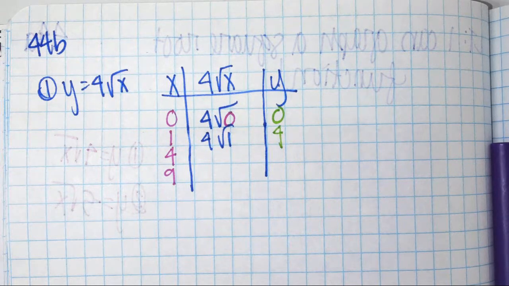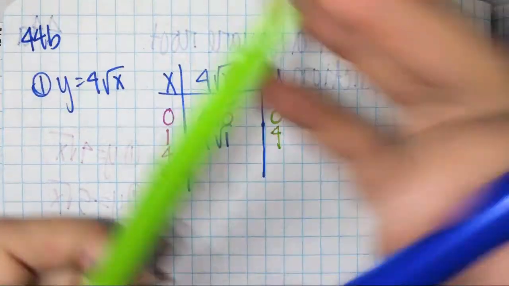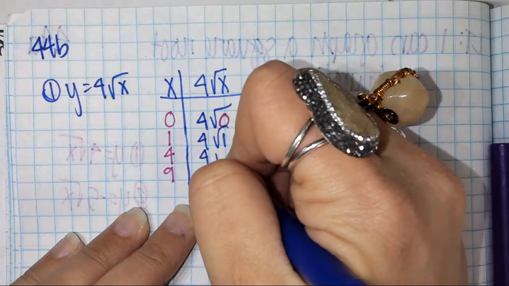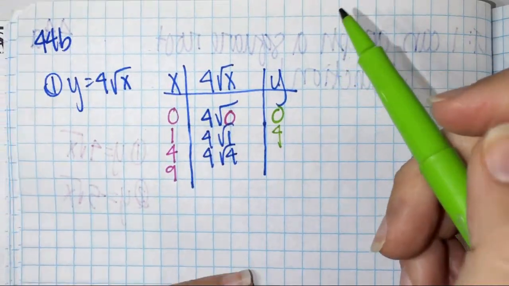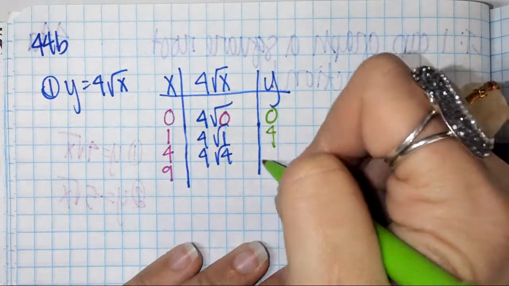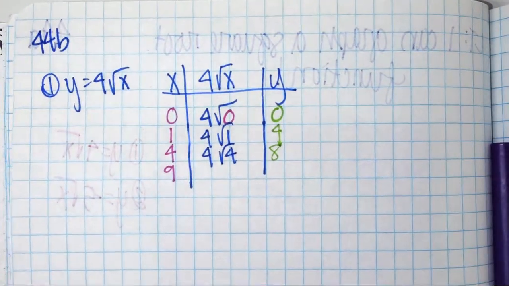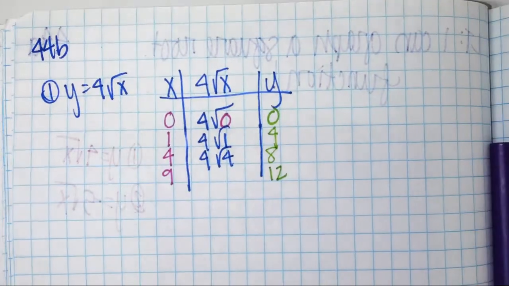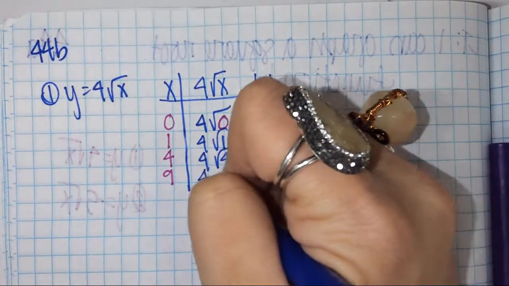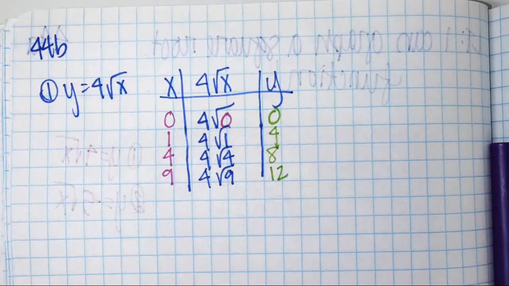Somebody tell me what my next y value is going to be. Well, 8, because you have the square root of 4, which is 2, and then 2 times 4 is 8. And what's my last y value going to be? It's going to be 12. Why? Because the square root of 9 is 3, and multiply 4 times 3 to get 12.